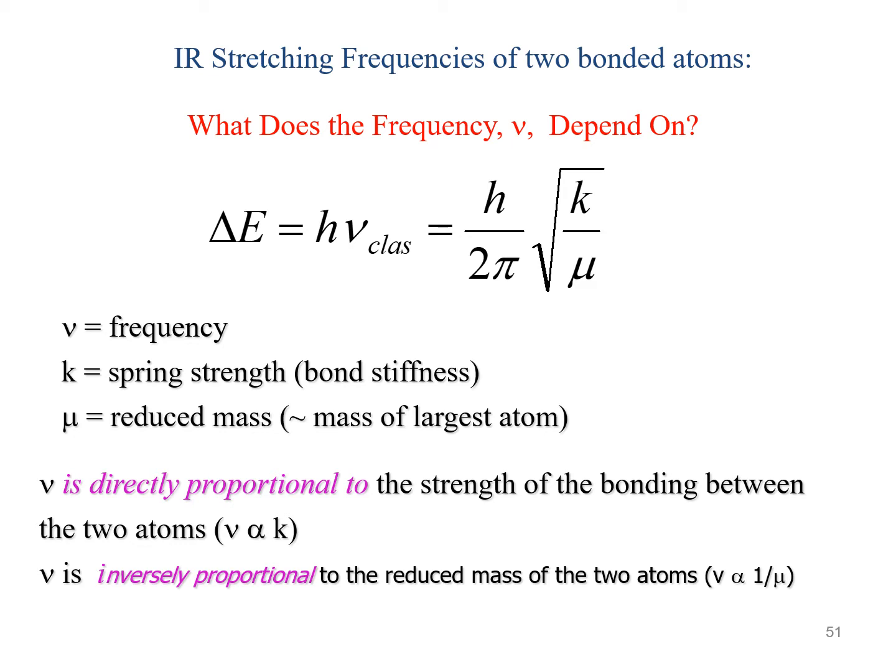So just like frequency was directly proportional to energy, frequency is also directly proportional to the strength of the bond. Therefore, energy is also proportional to the strength of the bond. And whereas frequency is inversely proportional to the reduced mass, you can say the same thing with energy. It's inversely proportional to reduced mass as well.